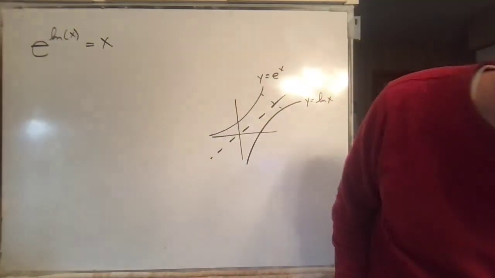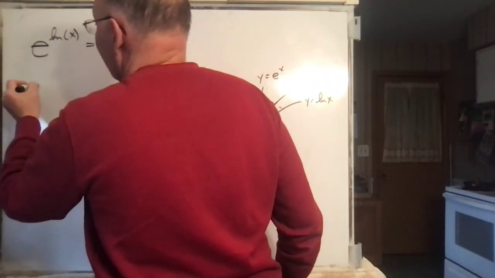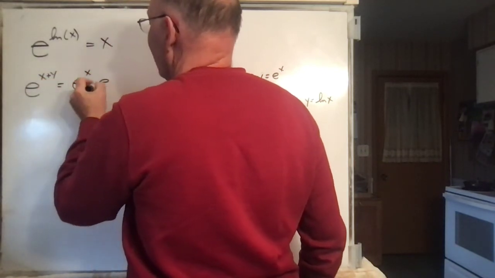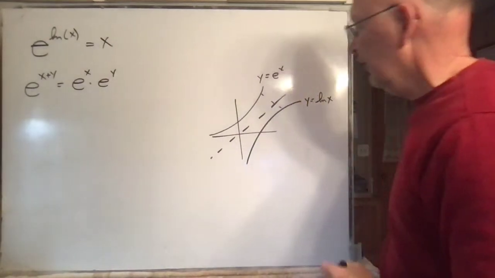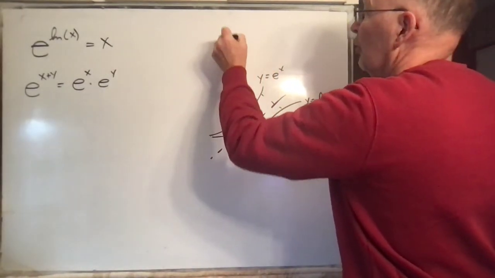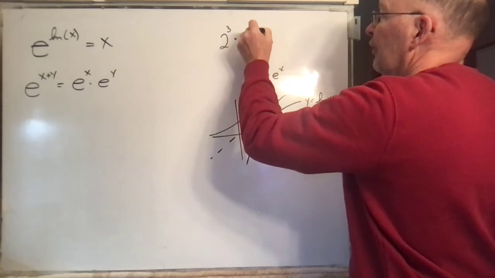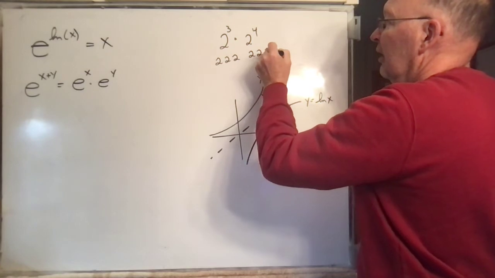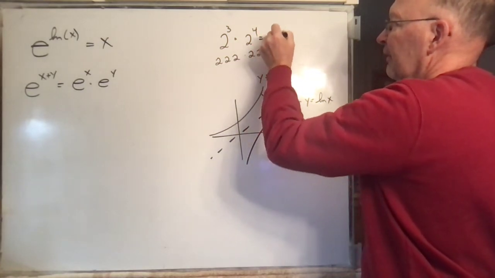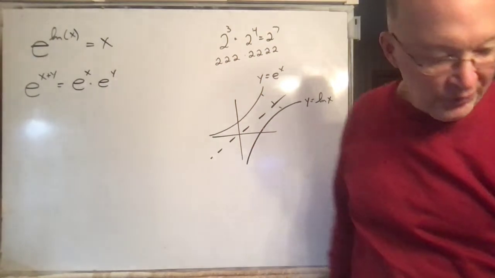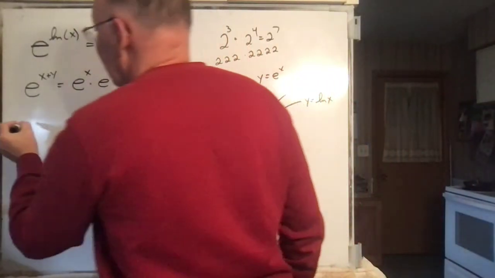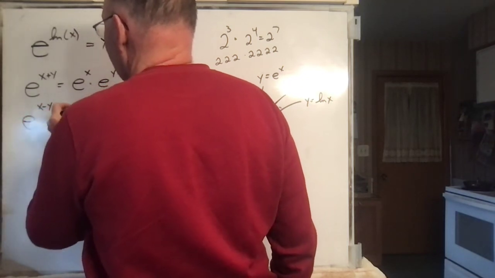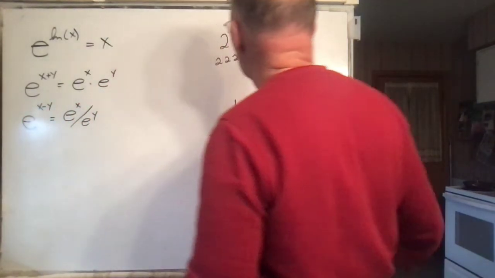They undo each other. What are some other properties of e to the x? e to the x plus y is equal to e to the x times e to the y. Same as anything else, right? If you have 2 to the third times 2 to the fourth, that means you have this, and this means you have this. You multiply those together, and you get 2 to the seventh. You just add the exponents. Similarly, e to the x minus y is e to the x divided by e to the y, for the same reason.